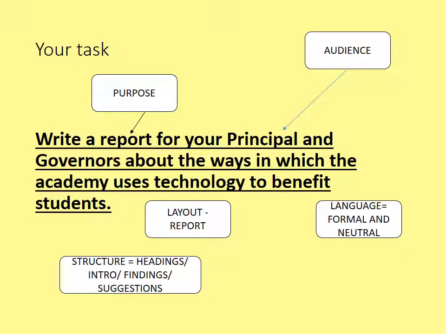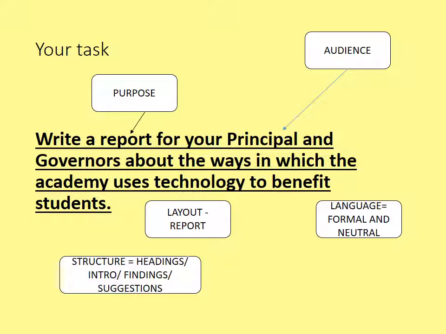Okay, and then we just need to say to ourselves, well, it's a report, therefore it's got to be laid out in a specific way. It's got to look right, and the next slide is going to help you with that, because that's the most important thing. That's really why I put this little film out there today.